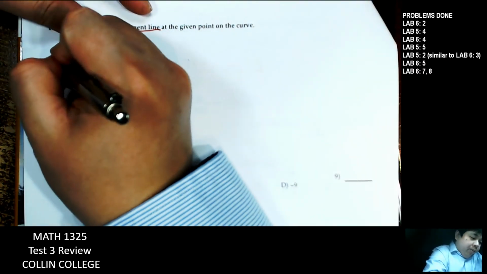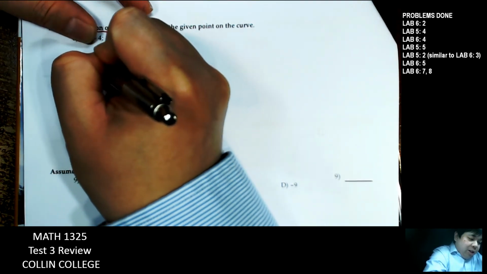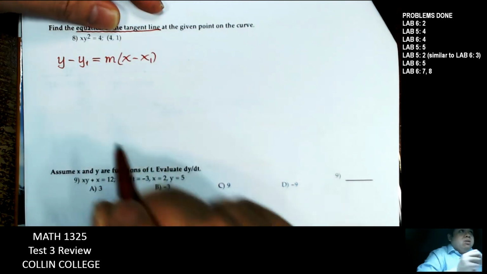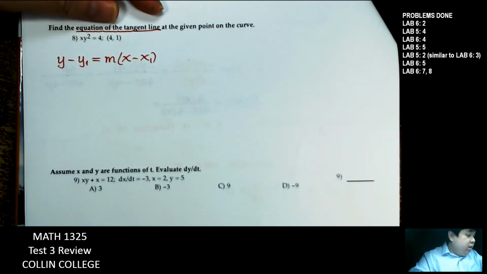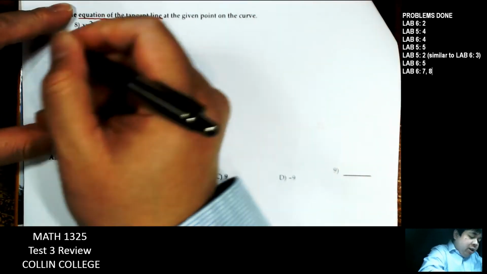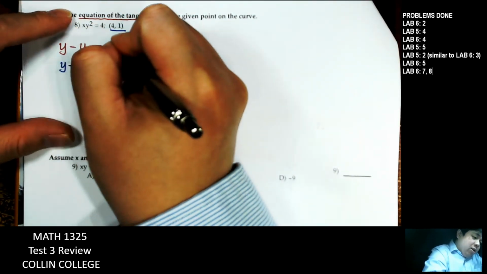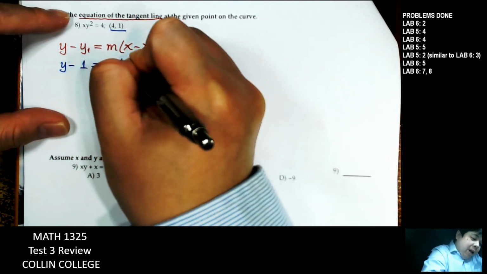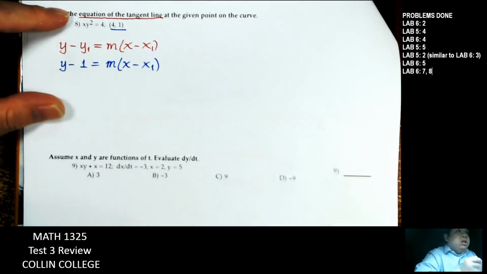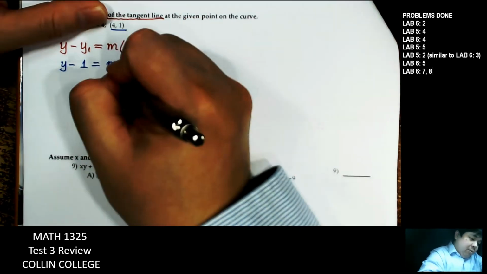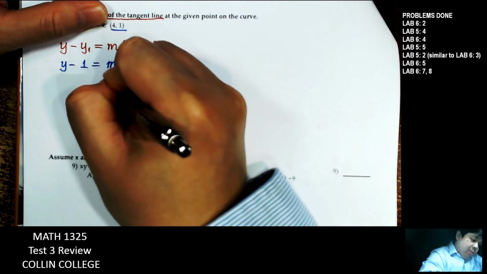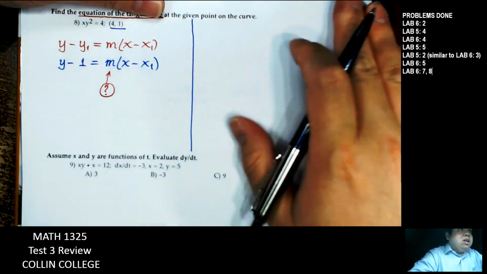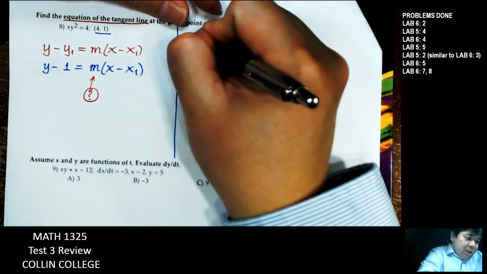Next we need 8, because it's a different kind of question. This is the equation of a tangent line. So for the equation of a tangent line, let's start from y minus y1 equal to m times x minus x1. M is the slope. In this case, we are given the point 4 and 1, so we can write y minus 1 equal to m times x minus x1. We just need to determine what m is.